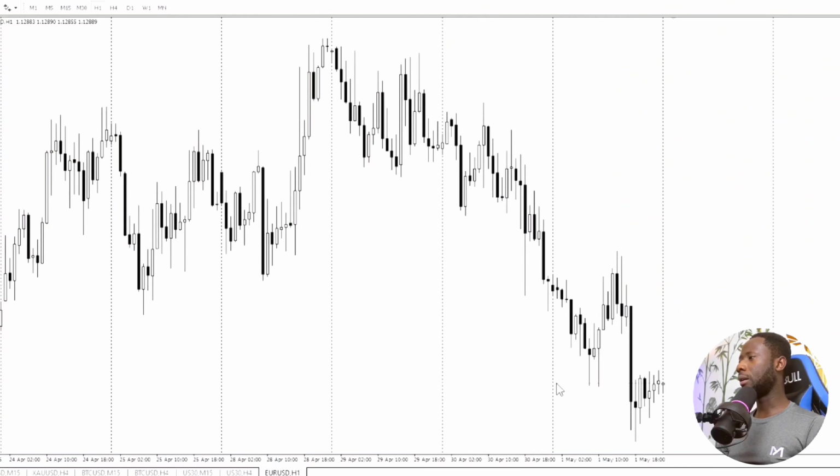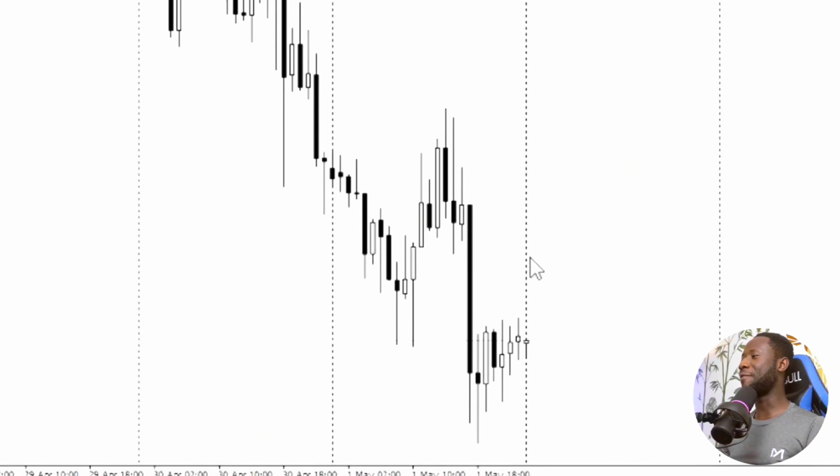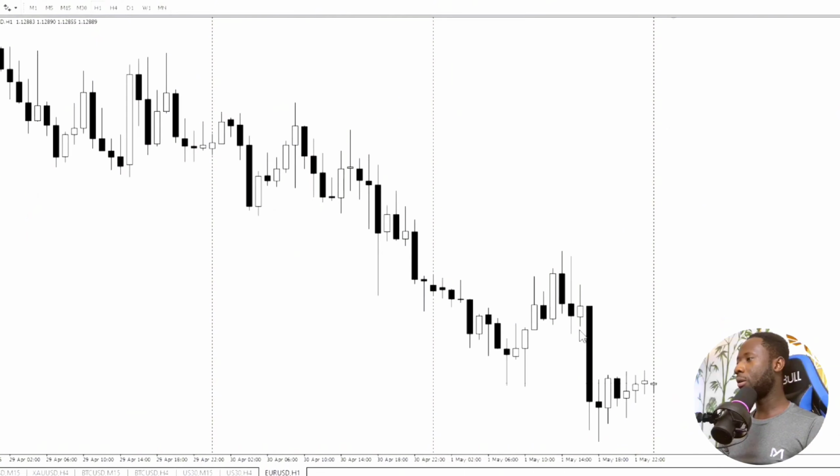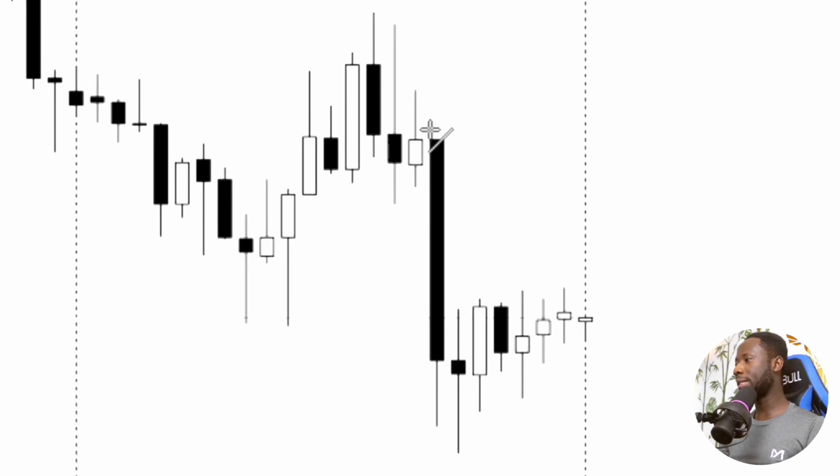Okay, beautiful. Right on EURUSD, we see a fair value gap. So guys, look at this. Let me zoom in a little bit. Now between this candle, do you see this candle and this candle? Do you see this big candle here?